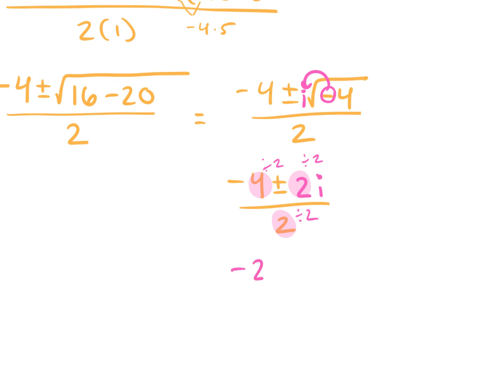So we have negative 2 plus or minus, would I say 1i? Just i, perfect. We don't need the coefficient of 1. And would we put it over 1? Nope, we don't need the 1 in the denominator either. It just makes it the whole number. So here our answer is negative 2 plus or minus i.